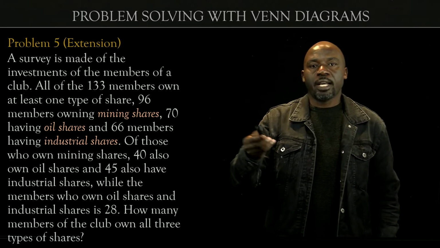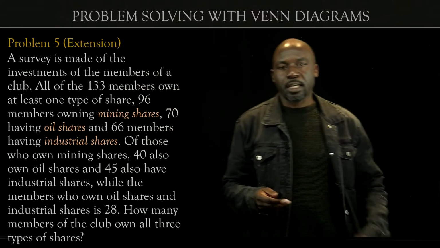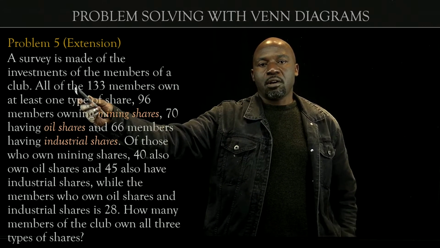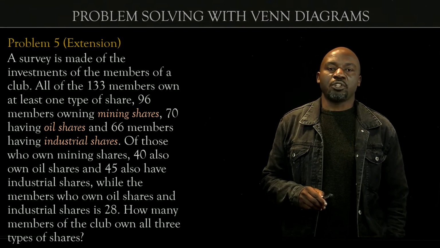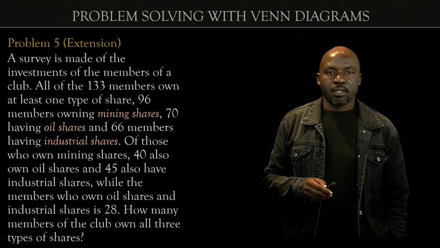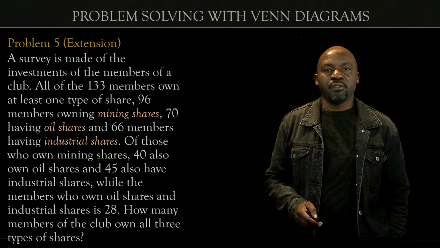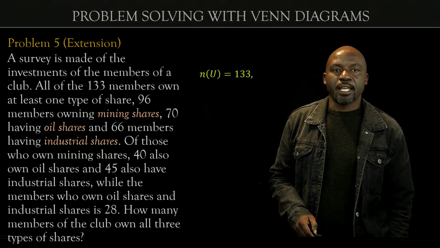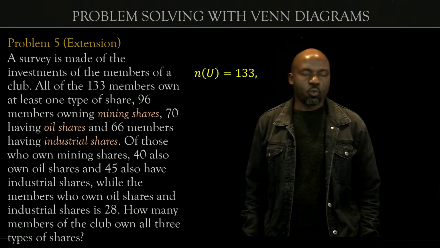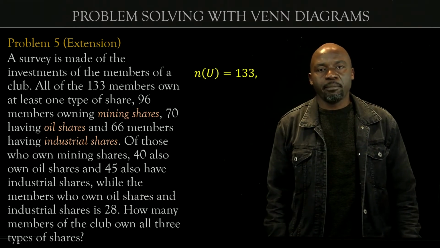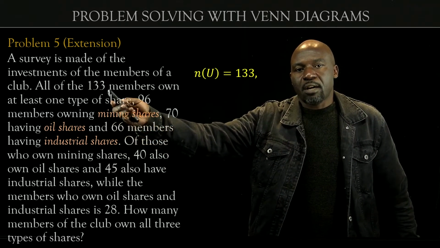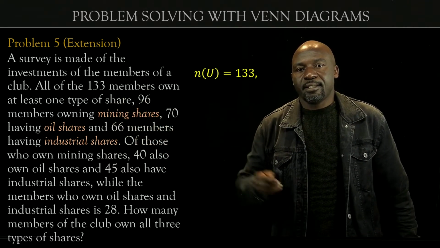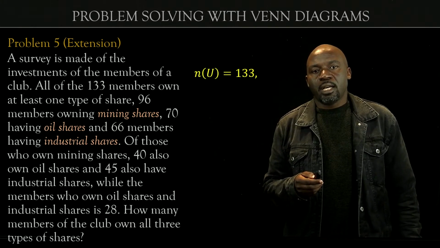So before I go ahead, I'm just going to list these values here. All of the 133 members own at least one share. So there are 133 members of the club, so that is the universal set. We can start by saying that the universal set contains 133 members. All right, and then it says that out of those 133, 96 members own mining shares.